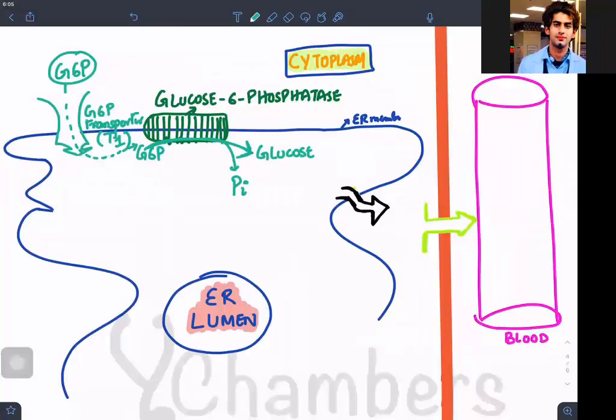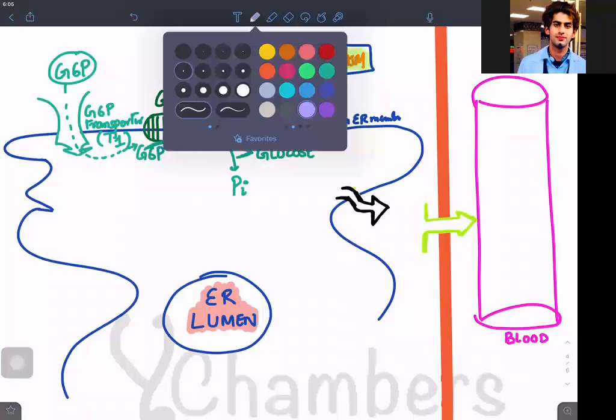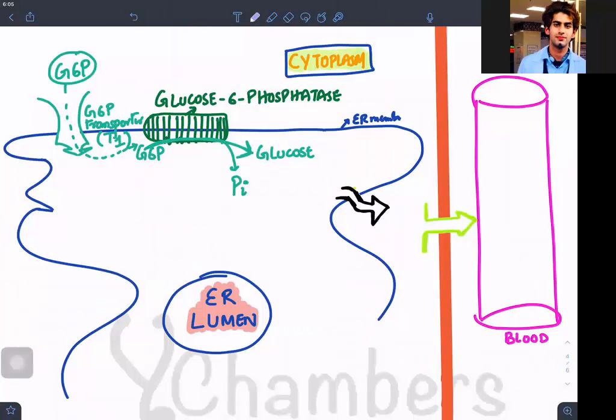I have drawn a black arrow in the endoplasmic membrane. I should have drawn another arrow for this phosphate also. This phosphate is also going through a transporter.